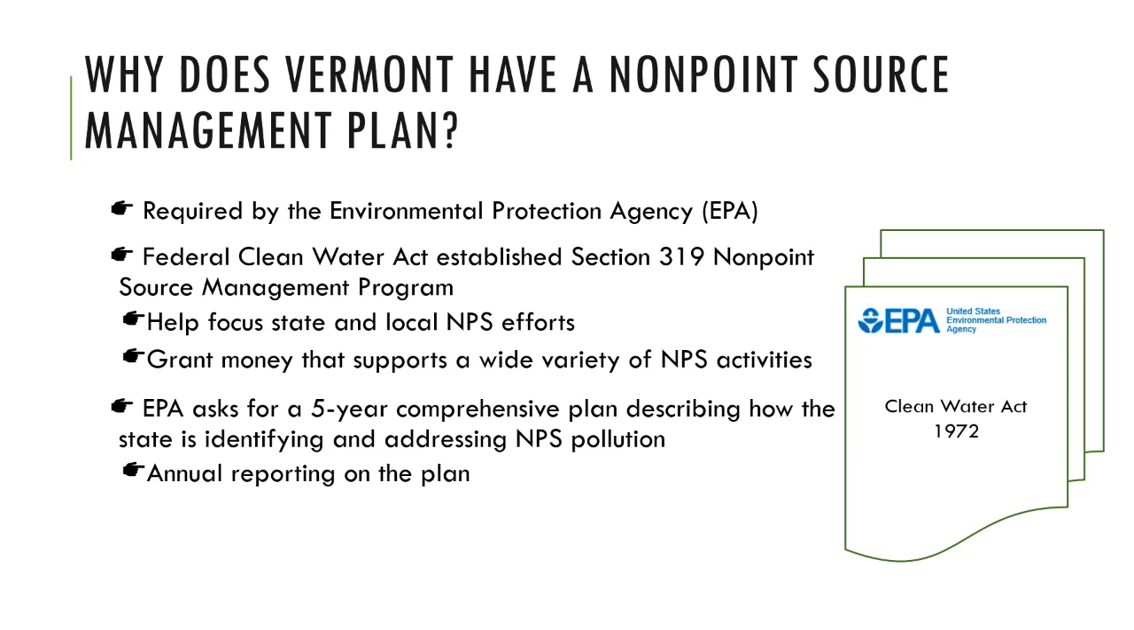So this is a federal program that Vermont participates in, and as part of that, EPA asks for a 5-year comprehensive plan to be developed by each of the states that are granted this money. That plan is meant to describe how the state is identifying and addressing non-point source pollution. The plan covers a 5-year time span, but the EPA also requires an annual report back to them each year, describing the progress that we're making with this plan.